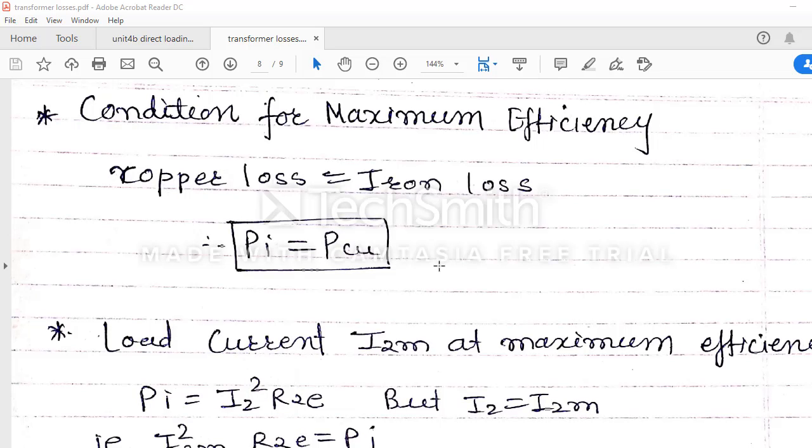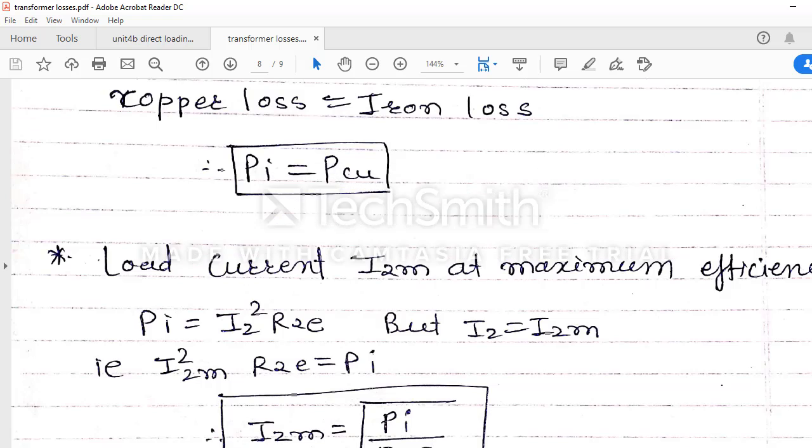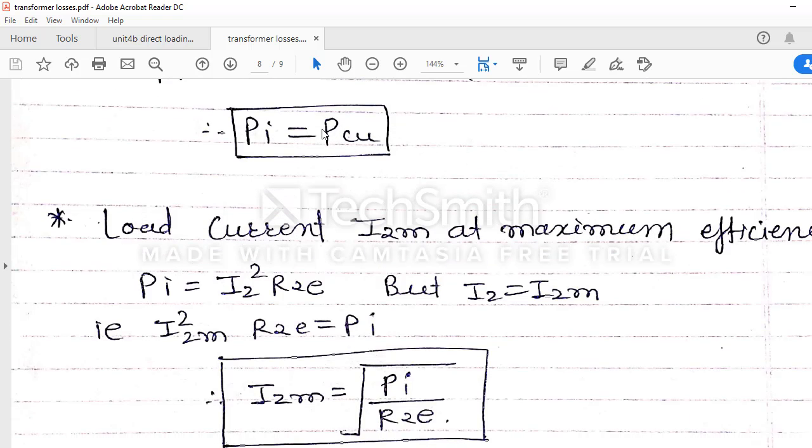Hello students, in the last lecture we saw the expressions for efficiency at full load and at any load. Now we find the maximum efficiency formula. The condition for maximum efficiency is that copper loss is equal to iron loss, that is Pi is equal to PCU. Now the load current I2M at maximum efficiency can be found from Pi equal to PCU.